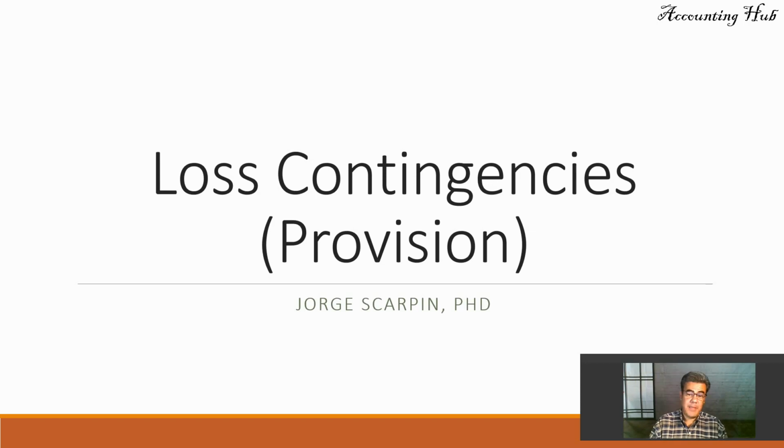I'm Professor George Scarpin, PhD in accounting, and our topic today is loss contingencies or provision. Why do we have two different names here? Easy. Loss contingencies is US GAAP. So if you are based in the US, it is loss contingencies. Provision is IFRS. If you are not in the US, you are talking about provision. They are not exactly the same, but the basic stuff in our video is exactly the same.